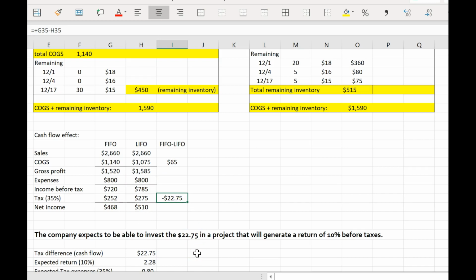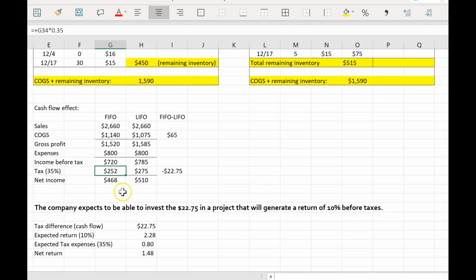So multiplying the tax rate by income before taxes, we can see the difference between the two scenarios is 22.75, which means, as I said, because the cost of goods sold in FIFO is higher, the profit is lower. When the profit is lower, you pay less tax. And the net income is obviously smaller in FIFO than in LIFO.